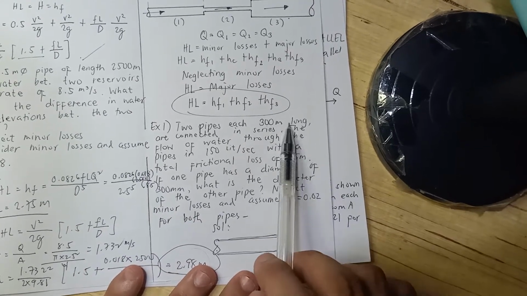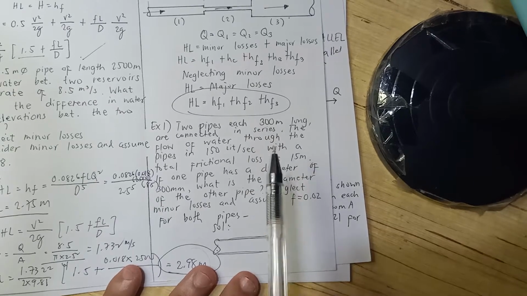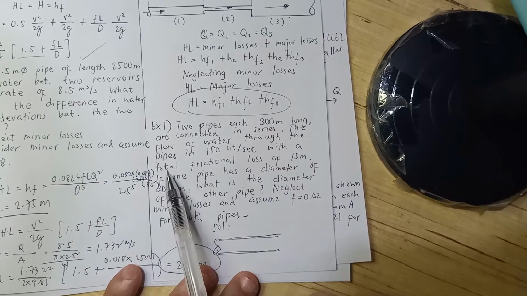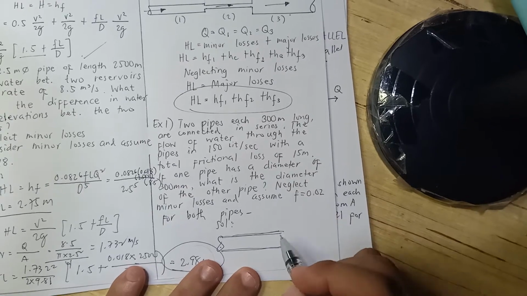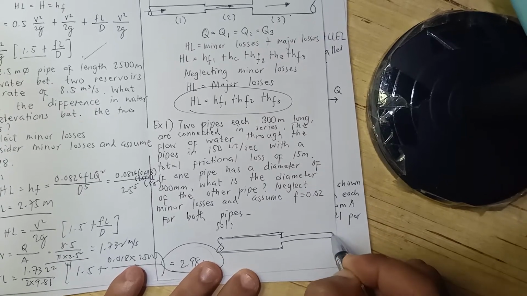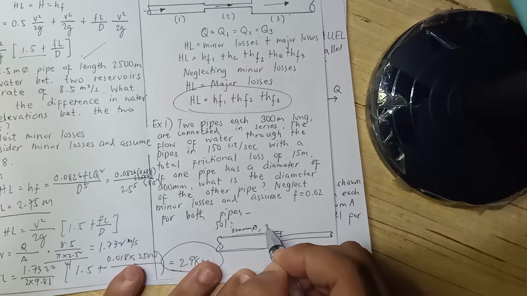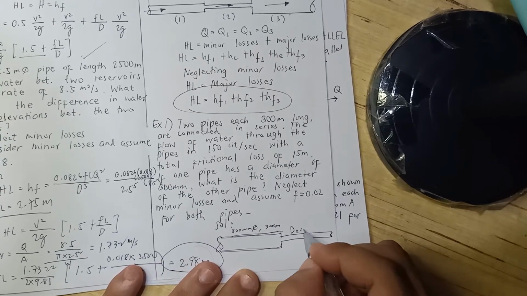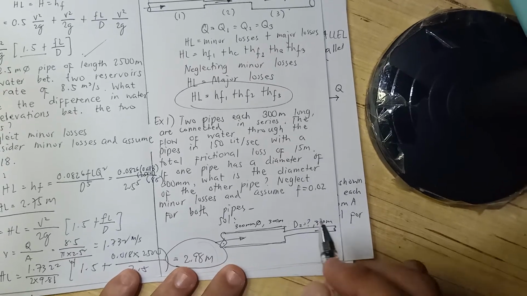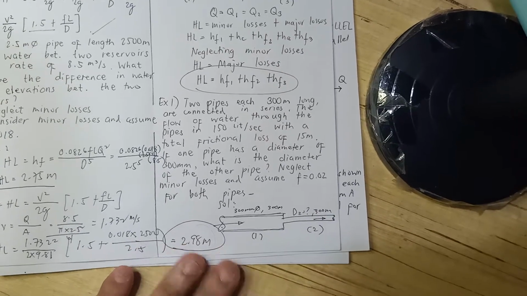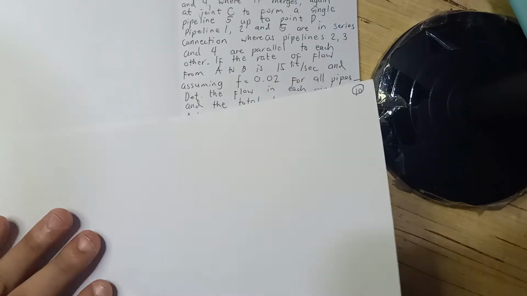So this is the first pipe. The two pipes are 300 meters long. If one pipe has a diameter of 300 millimeters, what is the diameter of the other pipe? So we assume one is smaller. So this is 300 millimeter diameter, 300 m, d sub 2, 300 meters. So this is 1, this is 2.